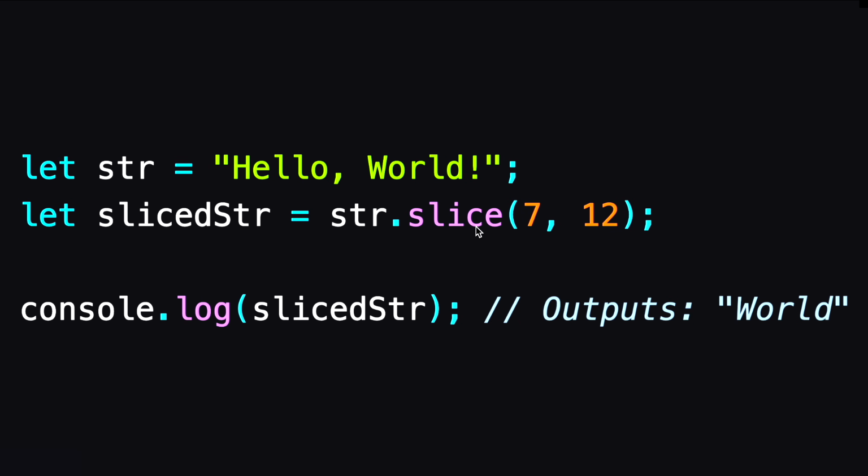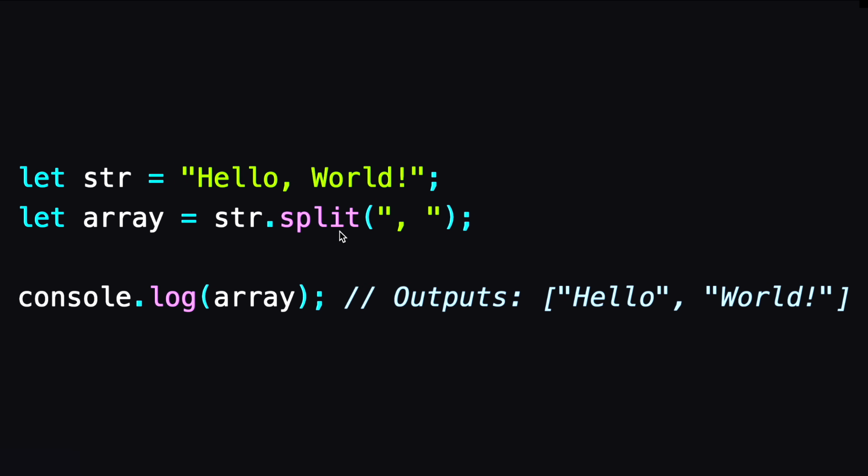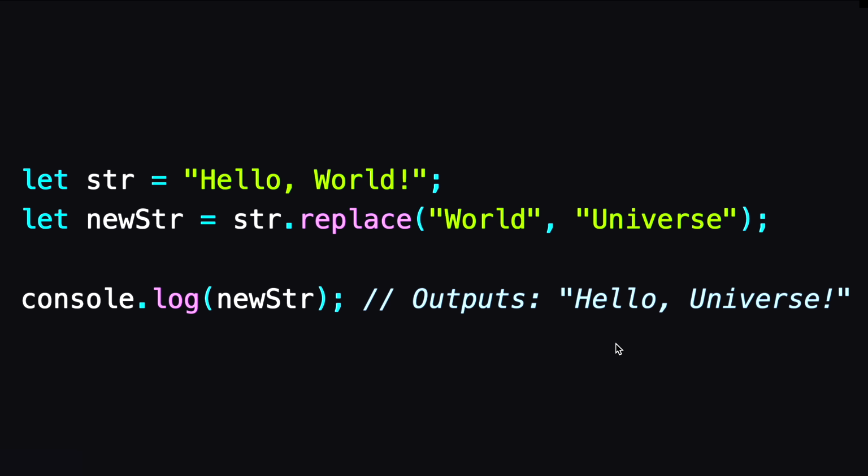And then now we can slice. So we can slice off a part of the string starting at index 7, ending at index 12, not inclusive, and then it's going to be world. We also have split. So this is going to return an array that's split at this substring. So it's going to be hello, and then it's going to be split at this comma space, and world. So that's what we see down here. We also have replace, where we can replace one substring with another substring. So we're going to output hello universe.